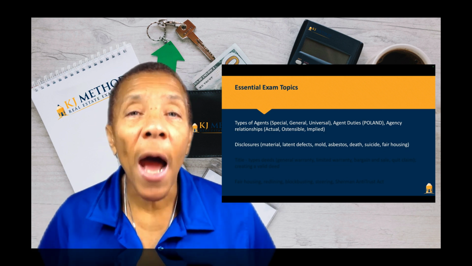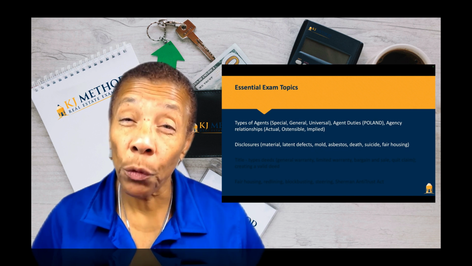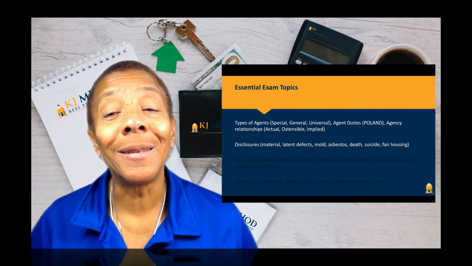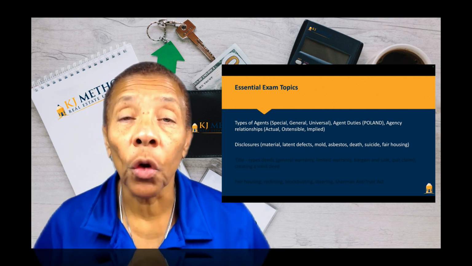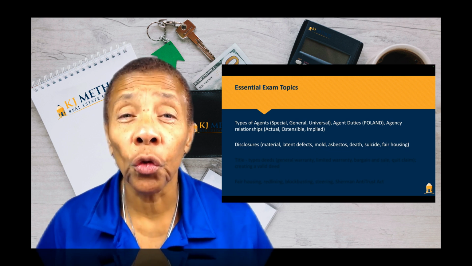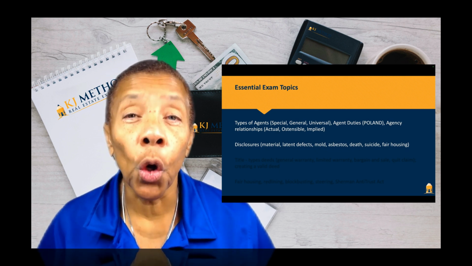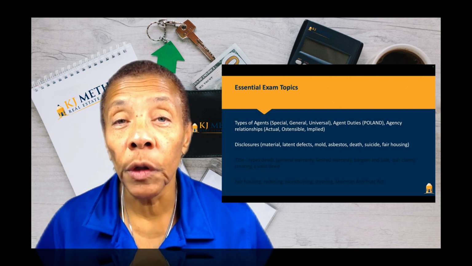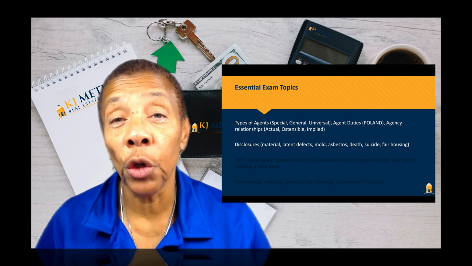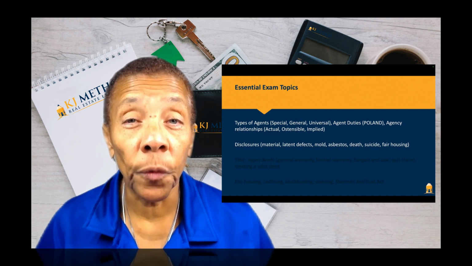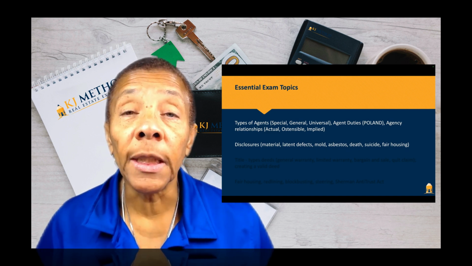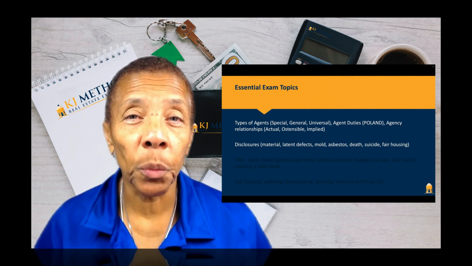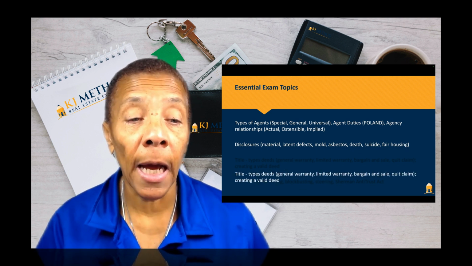Disclosures. When do you have to make disclosures? Generally when something is material or there is a latent defect, the ones that are hidden that you can't see. Then we have mold, asbestos, death, suicide, fair housing. A lot of these are state specific in terms of whether you have to disclose or not. Fair housing, you need to know what the categories are. That is a federal law, and so you have to know what the categories are and when you can disclose certain things and when you can't. What are all of the exceptions to fair housing? You should know that too. When does death and suicide come into play, right? We have these properties that we're calling stigmatized properties, so when can you disclose and when can't you?